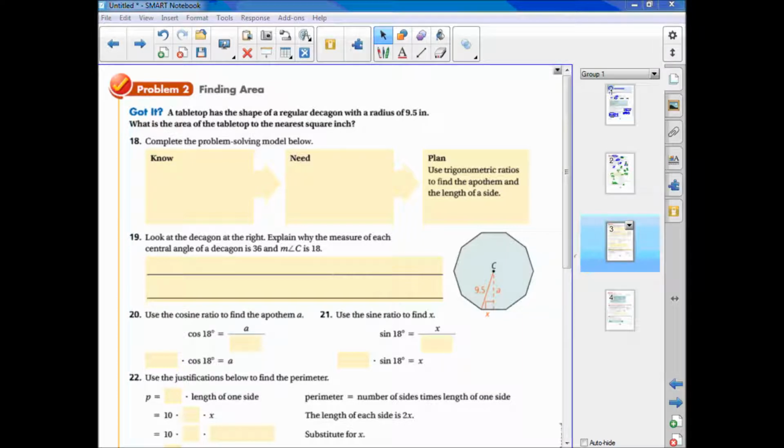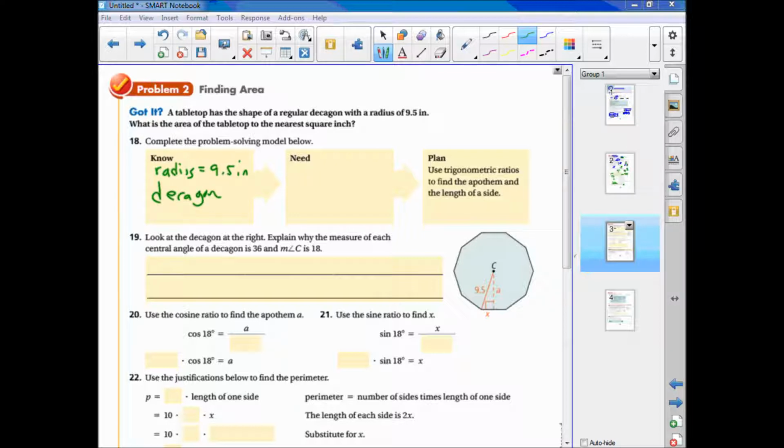Okay, on the top of page 3, we have problem number 2, finding area. So we have another practice problem just like we did. So a tabletop has the shape of a regular decagon with a radius of 9.5 inches. What is the area of the tabletop to the nearest square inch? So what do we know? Well, the only thing we know is that the radius is equal to 9.5 inches and that it is a decagon.